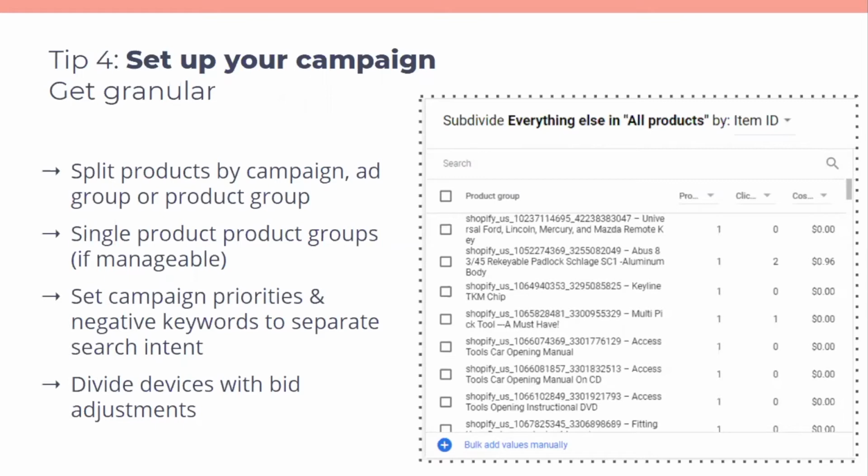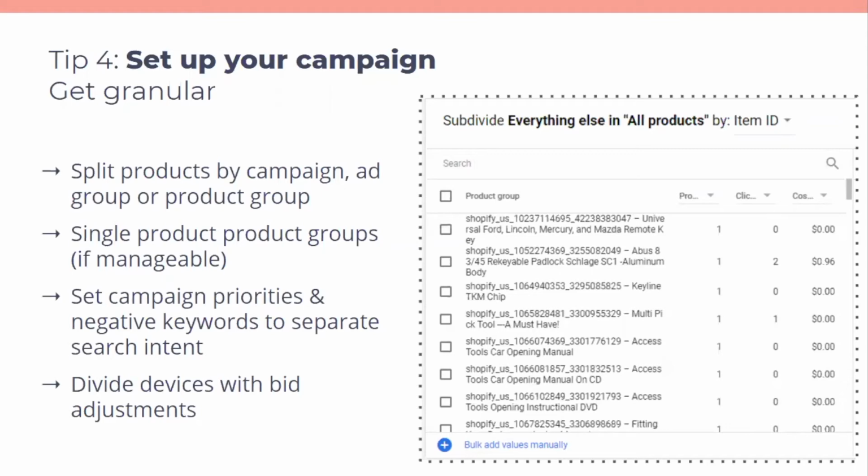There's other ways to split everything up. If your core is sporting goods, but you also sell apparel, and it's only 20% of your business, you may put all of your apparel into a separate campaign to make sure you're giving most of your budget to your core products. Other ways to divide it up, you could divide devices by putting a negative 100% bid adjustment to separate desktop and mobile.